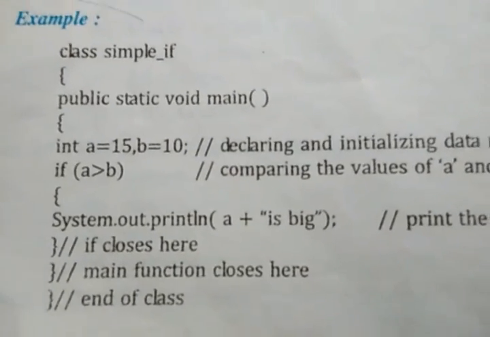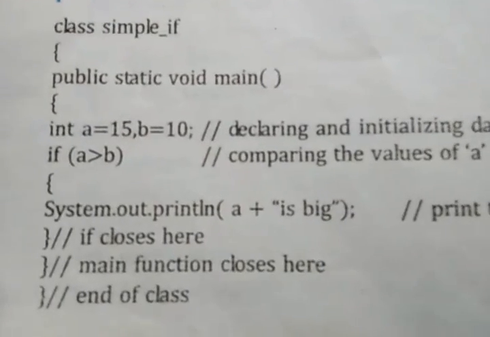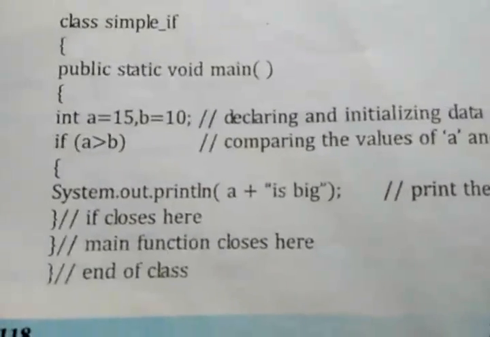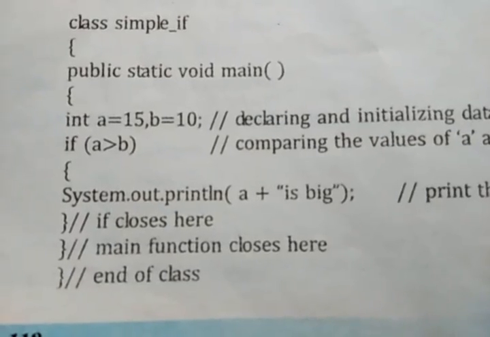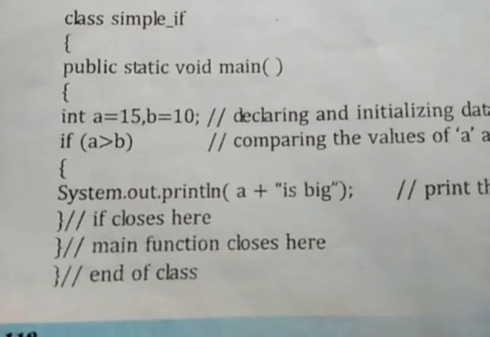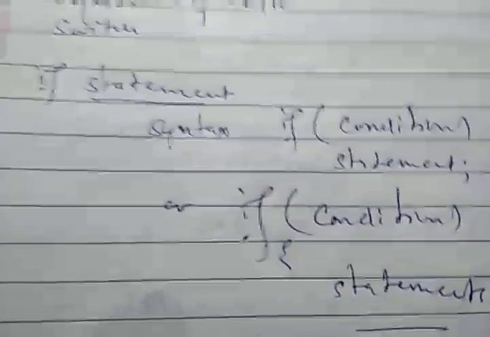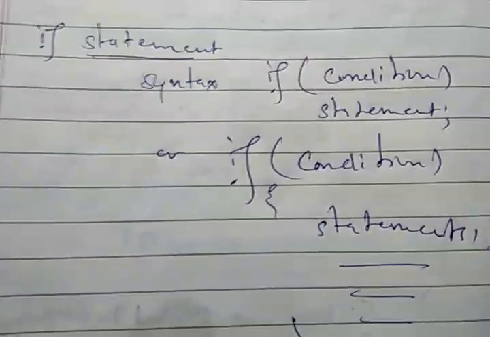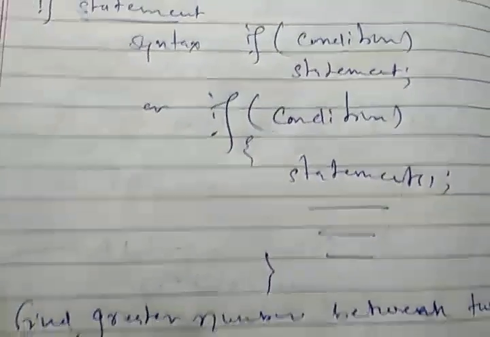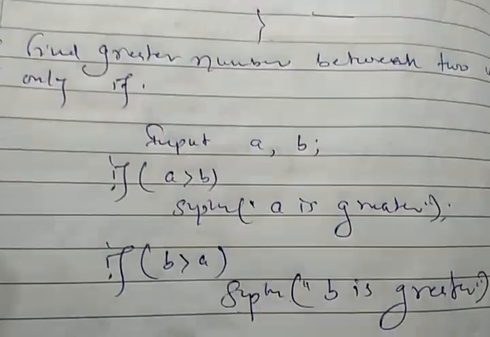Now let's take an example. Here we are finding the greater number between 2 using an if statement. In this program the value of a is 15 and the value of b is 10. So if a is greater than b, then we are printing a is big, and otherwise we are not printing any statement. So this is only the if. Or you can say these are more examples, finding the greater number between two using only if.